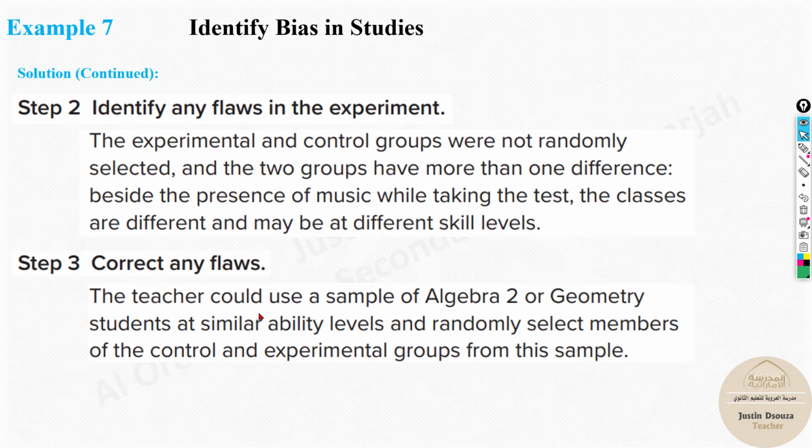Correct the flaws. The teacher could use a sample of algebra 2 or geometry students of similar abilities and randomly select members for the control and experimental groups. That's like taking some from the algebra 2 class and some from the geometry class. That's how you can remediate this. And that's the end, okay?